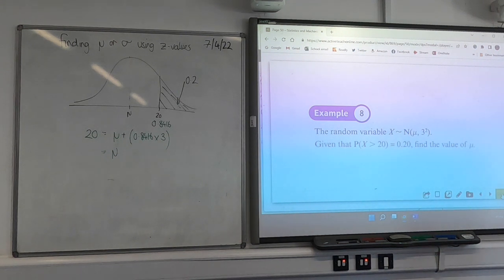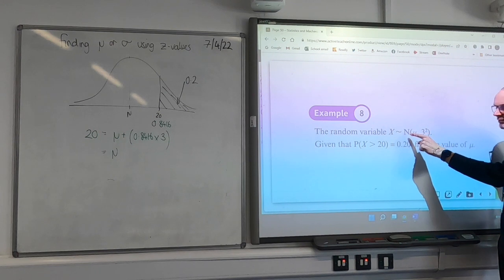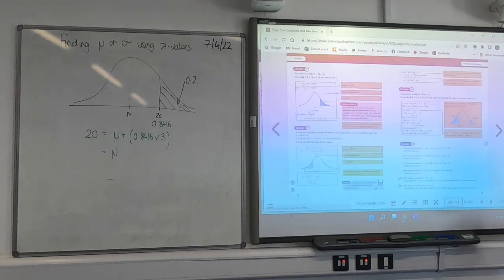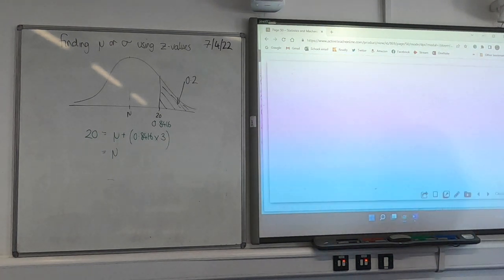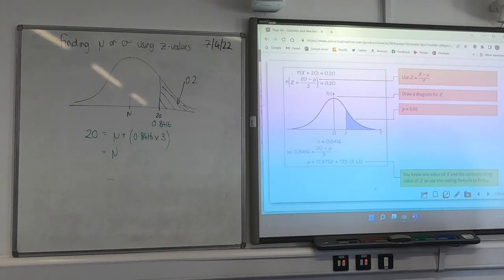How do I know this is a normal distribution question? I'm hoping you get 17.5, 3 significant figures.